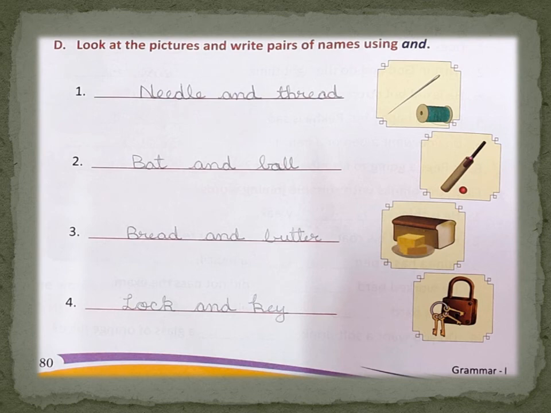Now look at the pictures and write pairs of names using and. As you can see, the first picture is of a needle and thread. You have to write down N-E-E-D-L-E, needle, and thread, T-H-R-E-A-D, thread. Second is bat and ball, B-A-T, bat, B-A-L-L, ball, because these are pairs and these are similar. So these are pairs.